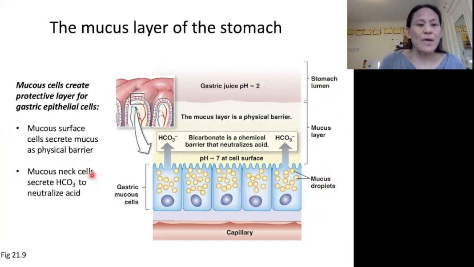Second thing is that we have these mucus neck cells, which secrete bicarbonate. And as they secrete bicarbonate, that bicarbonate interacts with the acid in the stomach lumen to neutralize it, so that by the time we get to the surface of the epithelium here, our pH is roughly neutral. Okay, so that's how we protect our epithelial cells in our stomach.